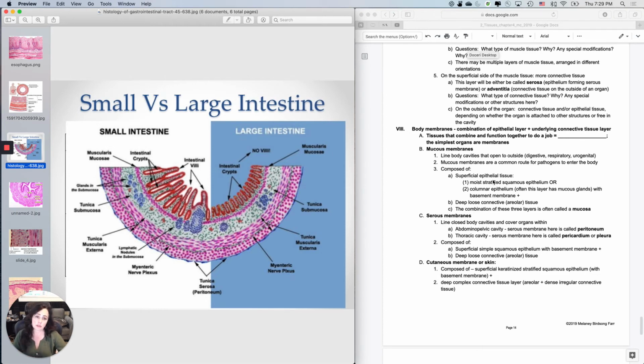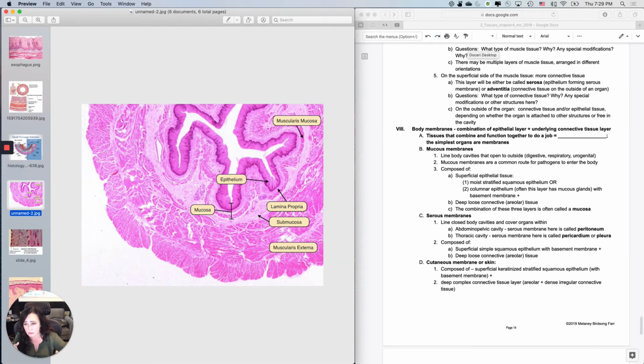So the superficial epithelial tissue on a mucous membrane is either some kind of moist stratified squamous epithelium or usually some kind of columnar epithelium. Maybe simple columnar, maybe pseudostratified columnar in the respiratory tract. And then, of course, underneath that is going to be a connective tissue. The connective tissue that's usually right under that is loose areolar connective tissue. And this layer is called the mucosa, or mucous membrane.